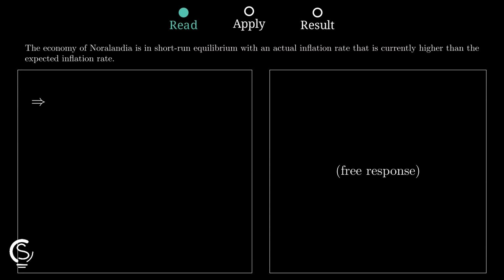In Part B, under an ample reserves regime, the central bank implements contractionary monetary policy by increasing administered rates, such as the interest on reserve balances, IORB, to reduce inflation.